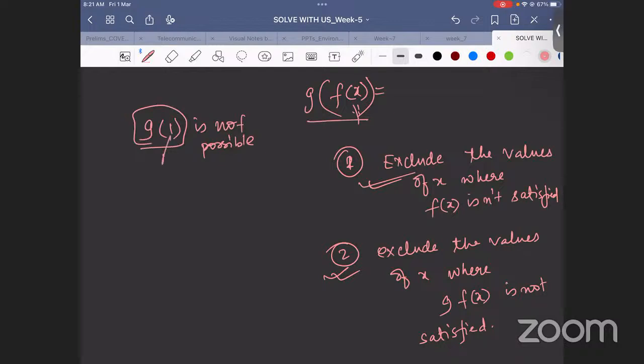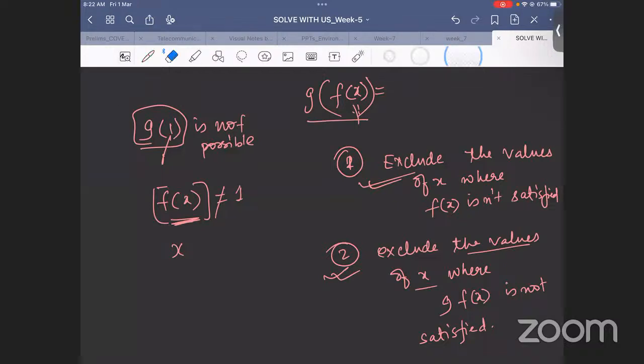That means, what? g of f of x. See, this f(x) can't be equal to 1. So you have to exclude all those values of x where f(x) equals 1. Right? So you have to exclude the values of x where f(x) is not whatever the possible values were for the domain of g(x). Is this clear or is this confusing? It's clear, sir.